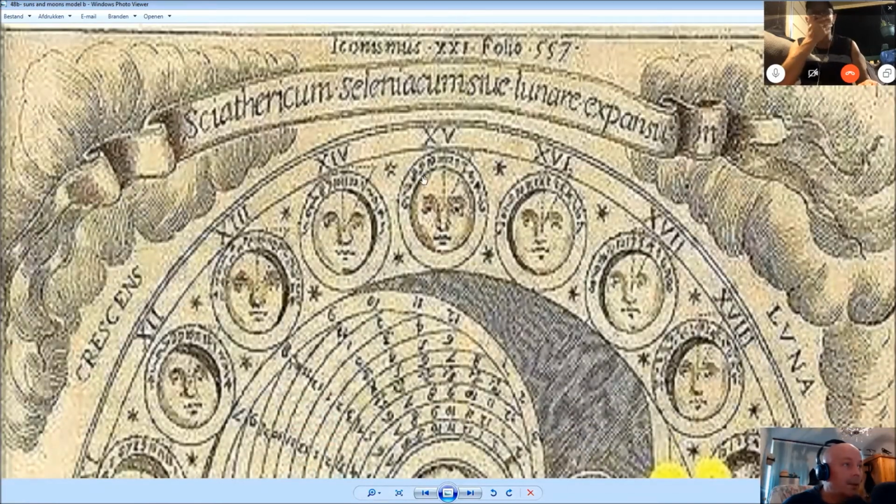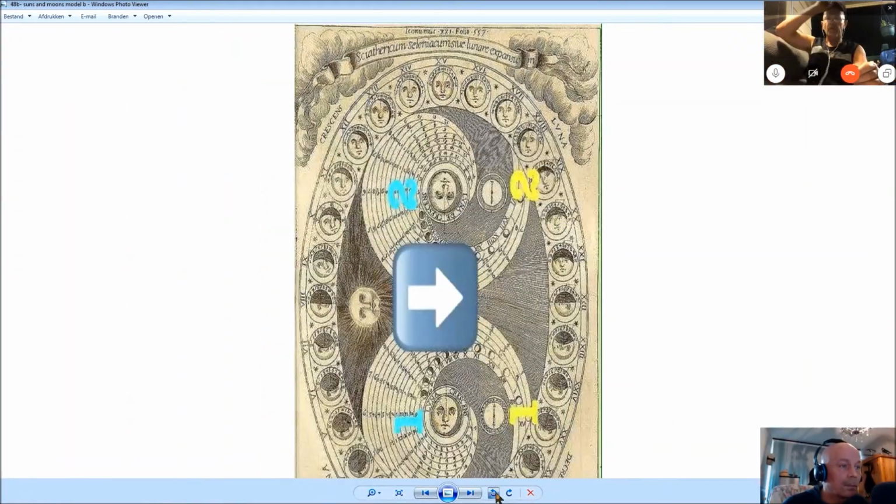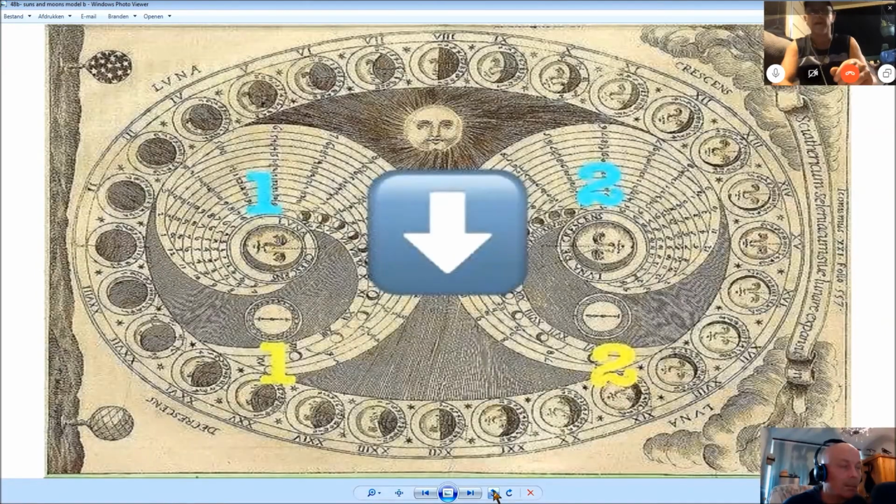Because it says Sciatericum Selania Cumsic Lunar Expansi. I'd be interested in anyone like Pamela or anyone that would translate that Latin. Yeah, I can search for it. I will also put links from the Book of Enoch PDF and maybe for the MP3 if I can find it, so that people can go to it. That is more easy maybe.